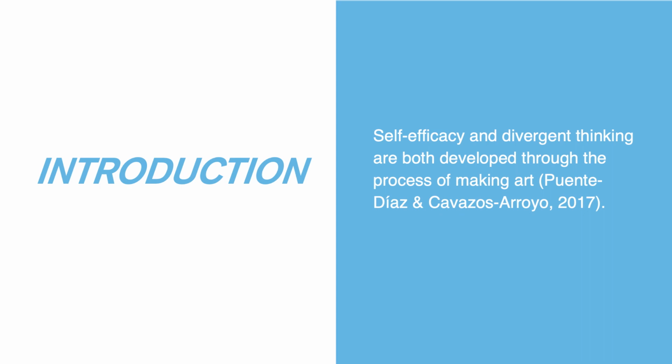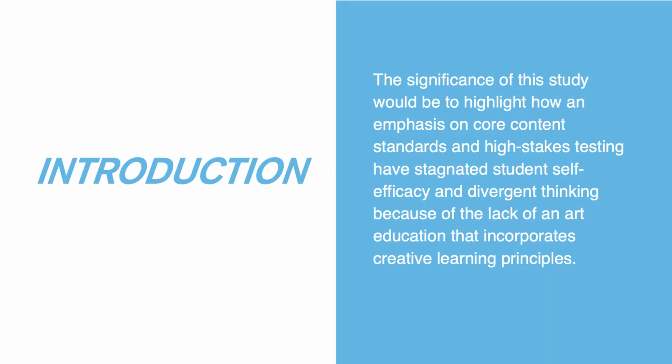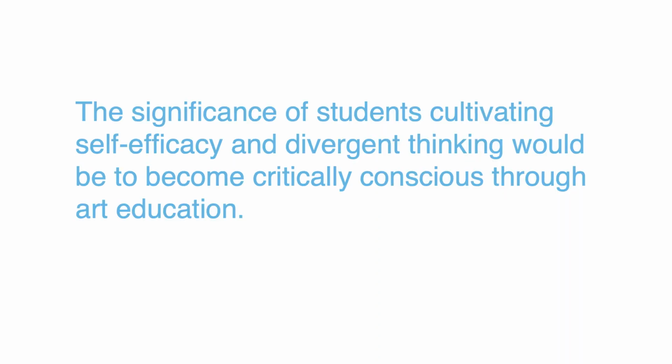Self-efficacy and divergent thinking are both developed through the process of making art. The intent of this research is to understand the experiences of students and identify how students can continually develop their self-efficacy and divergent thinking through an art education that incorporates creative learning principles. The significance of the study would be to highlight how an emphasis on core content standards and high-stakes testing have stagnated student self-efficacy and divergent thinking because of the lack of art education that incorporates creative learning principles. The significance of students cultivating self-efficacy and divergent thinking would be to become critically conscious through art education.